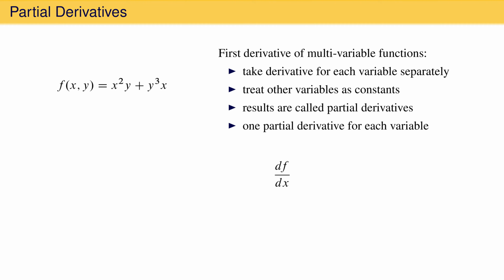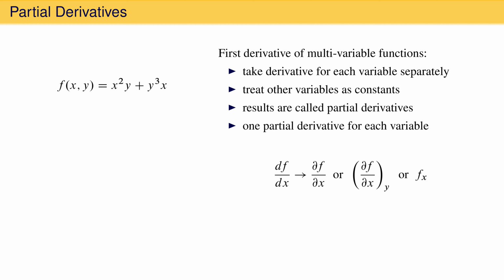Instead of writing df dx, we write del f over del x, which is read as the partial of f with respect to x, meaning the partial derivative of f with respect to x. To emphasize that the other variables are held constant while evaluating this derivative, we sometimes write the partial derivative in parentheses with a subscript indicating the other variables, such as y, that were held constant. When an author wants to be even more succinct, she will sometimes write f sub x.